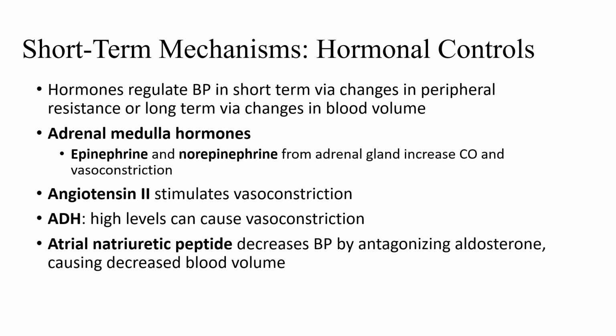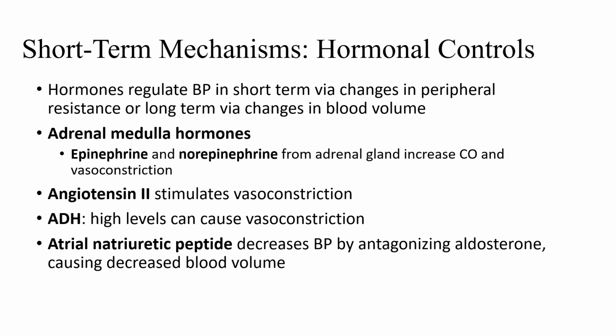Moving on to hormonal controls. So hormones can regulate blood pressure in the short term by changes in blood volume and changes in resistance. And so remember, endocrine mediating the hormonal response. In this case, it is the adrenal medulla hormones, the catecholamines, epinephrine, and norepinephrine. And so these come from the medulla of the adrenal gland. They'll increase carbon monoxide and vasoconstriction. So these are our sympathetic, parasympathetic responders, basically fight or flight, rest and digest.